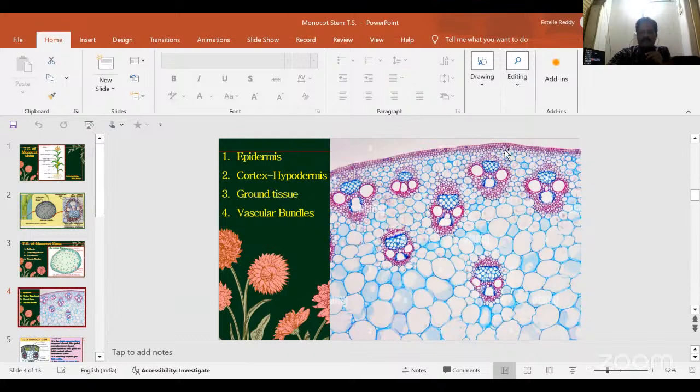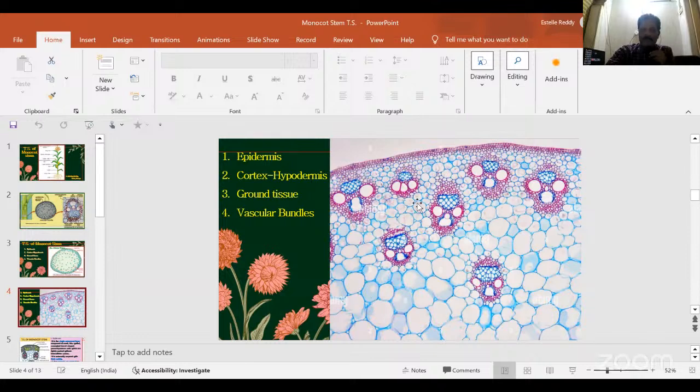Hypodermis generally is sclerenchymatous. Sclerenchymatous hypodermis is present in monocot stem, whereas in dicot stem, the hypodermis, that is the outer cortex, is collenchymatous. Yesterday we saw that. So in monocot stem, sclerenchymatous hypodermis is present, 2 to 3 layers of cells. Since the hypodermis is made up of dead sclerenchymatous cells, it provides exclusively mechanical support.